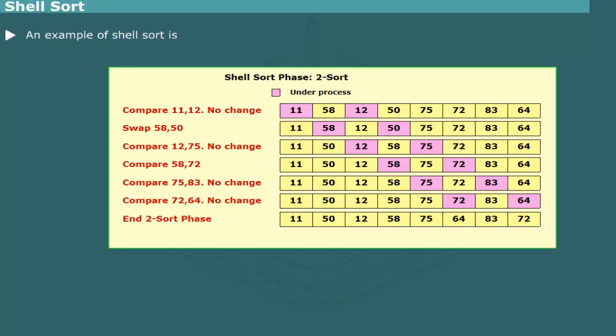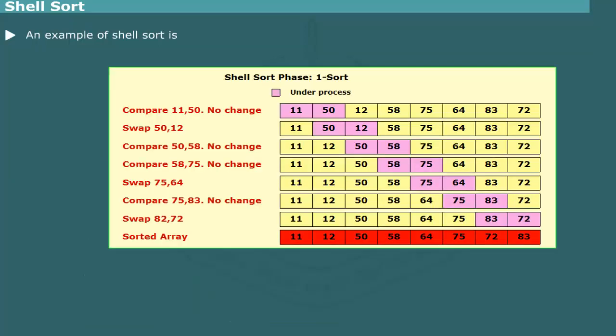In the 2 sort phase, elements displaced by 2 are compared. Thus, the element in the first position is compared with the element in the third position. This procedure is applied till the last element in the array.